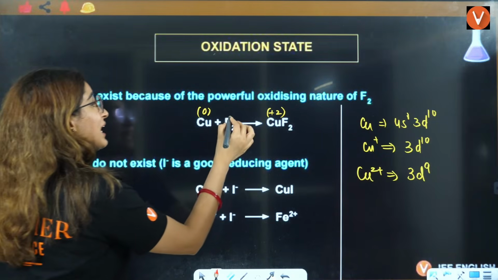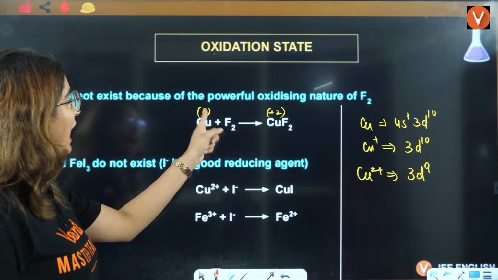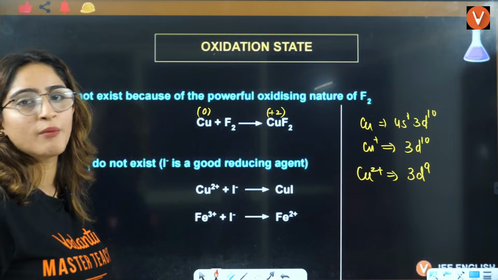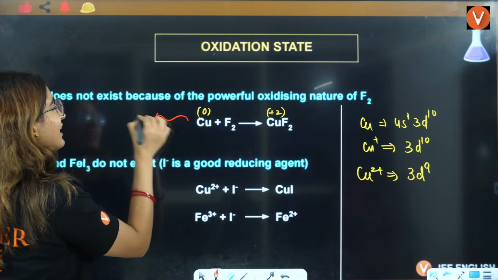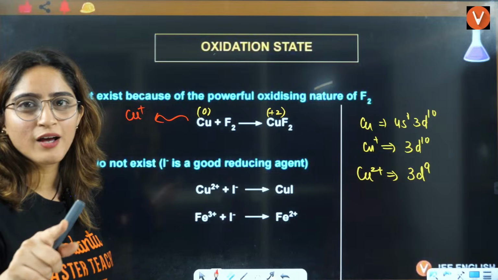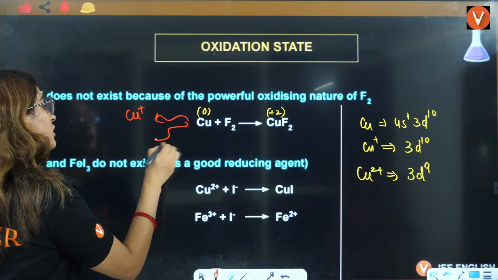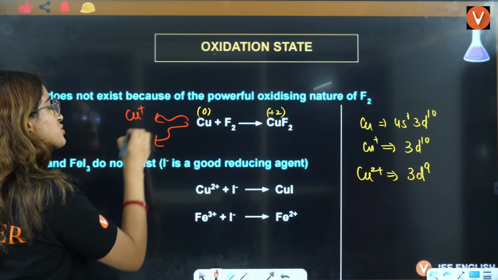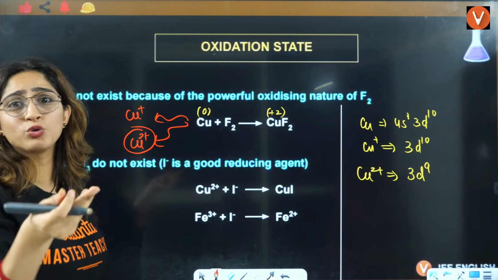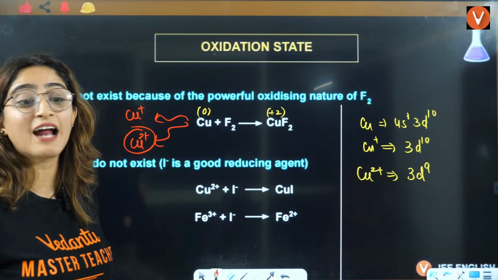Because this is a very, very powerful oxidizing agent. It will be like, I want to increase your oxidation number. Copper said, I can increase up to copper positive. He said, I am the Don. You are nothing in front of me. I'll change your oxidation number to plus 2. Copper said, but please don't do that to me, I don't want to change to plus 2, I'll be in an unstable configuration.